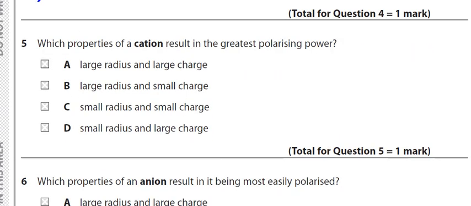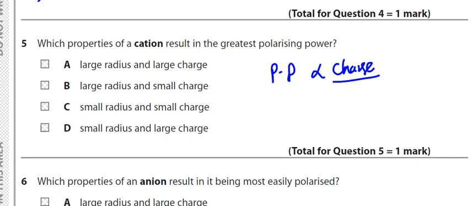Which properties of a cation result in greatest polarizing power? First of all, you need to understand what factors affect the polarizing power. Polarizing power is directly proportional to the charge. That means if the cation has a greater charge, it will have a greater polarizing power, and that cation can easily polarize the anion, meaning it can cause a charge separation on the anion, right?